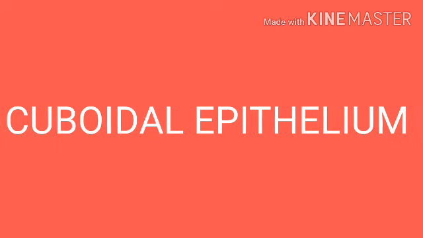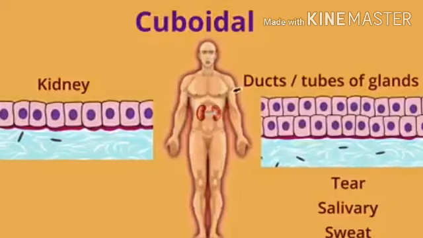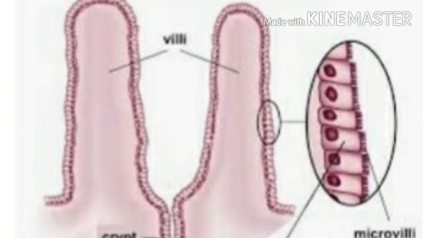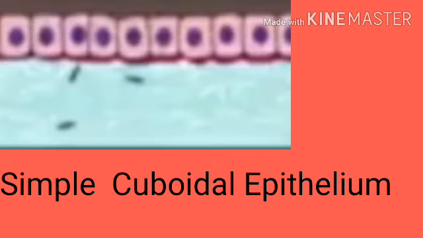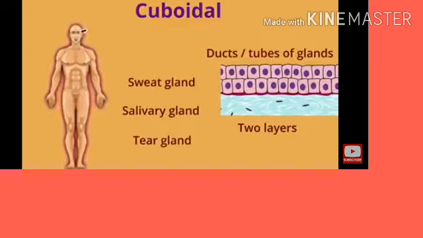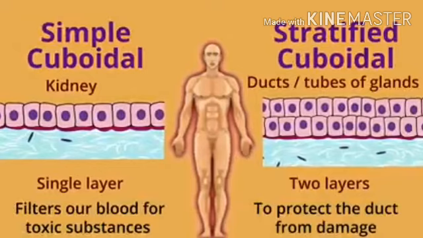Cuboidal epithelium is formed of compactly arranged cells which appear cuboidal, like a cube, in vertical section. The nucleus of each cell is rounded and centric, meaning present in the center. Microvilli may occur on the free surface for increasing absorptive area. Simple means the tissue is made up of a single layer of cells, while stratified or compound means the tissue consists of more than one layer of cells.